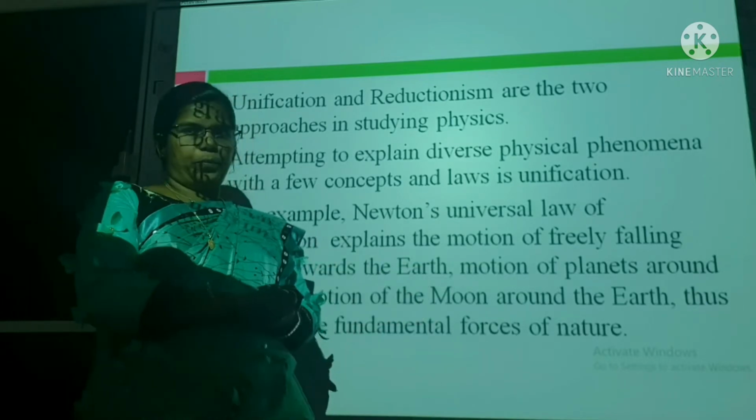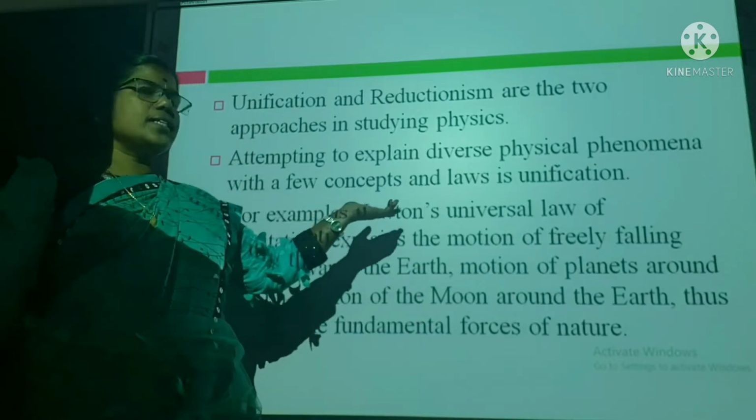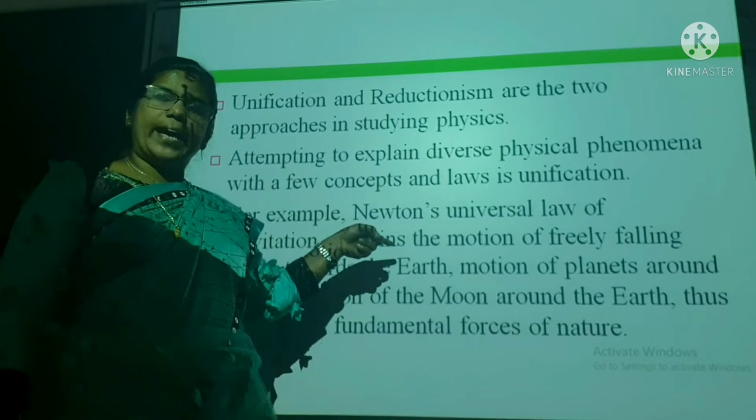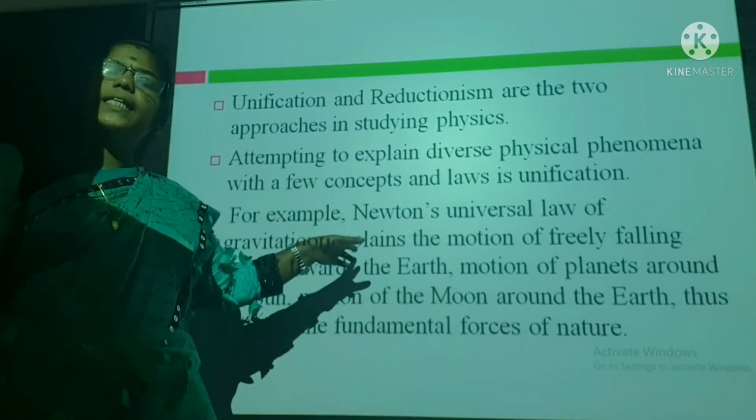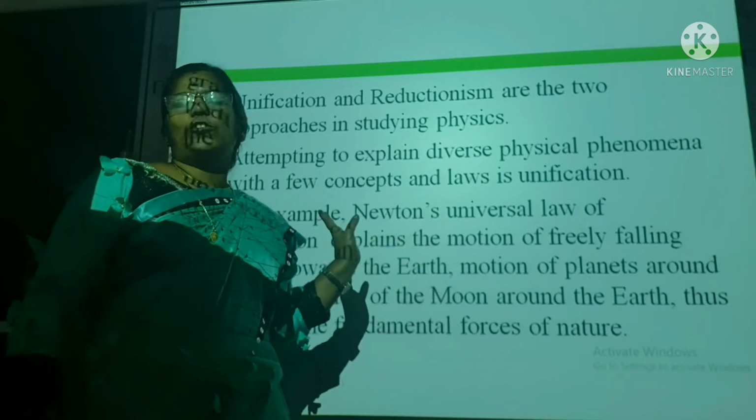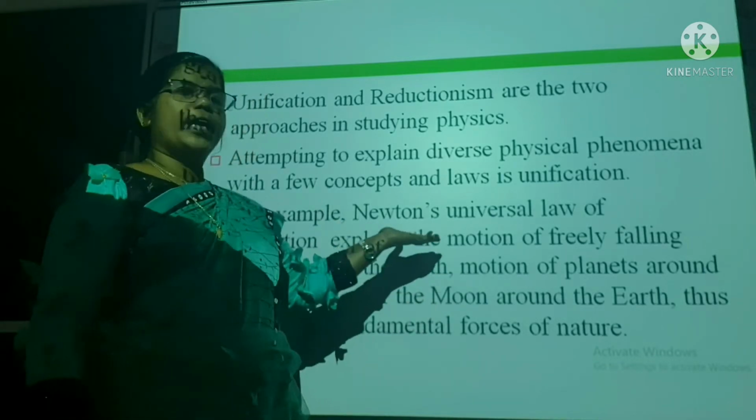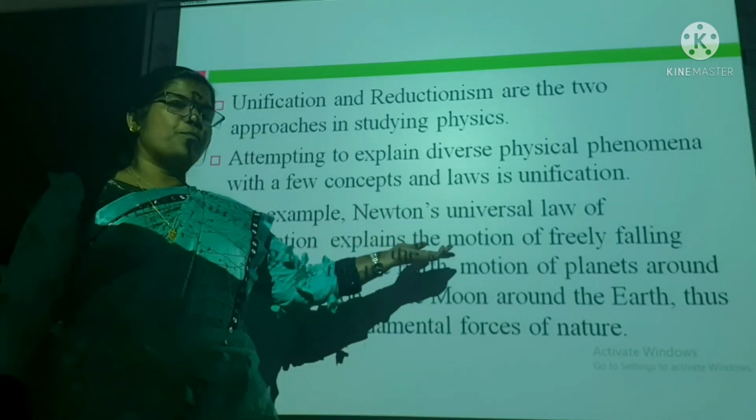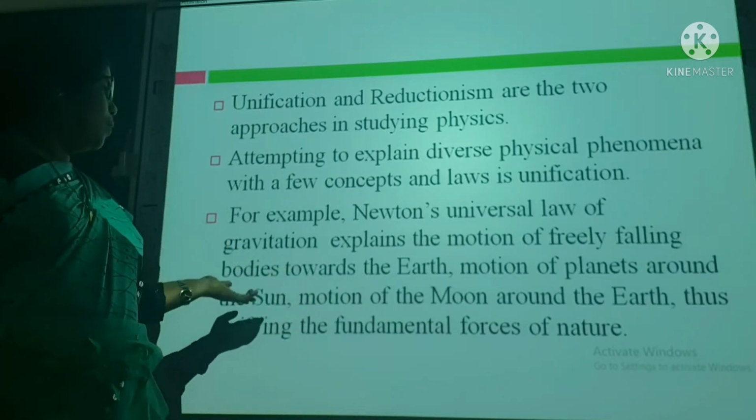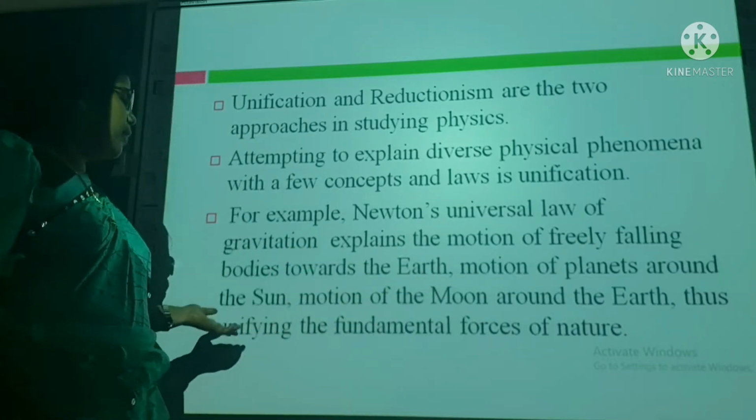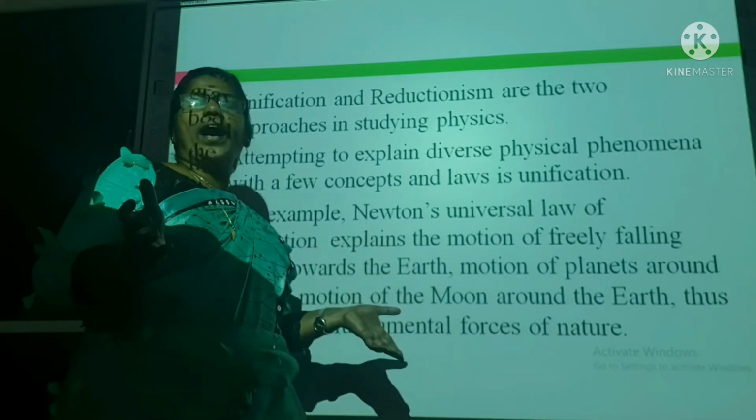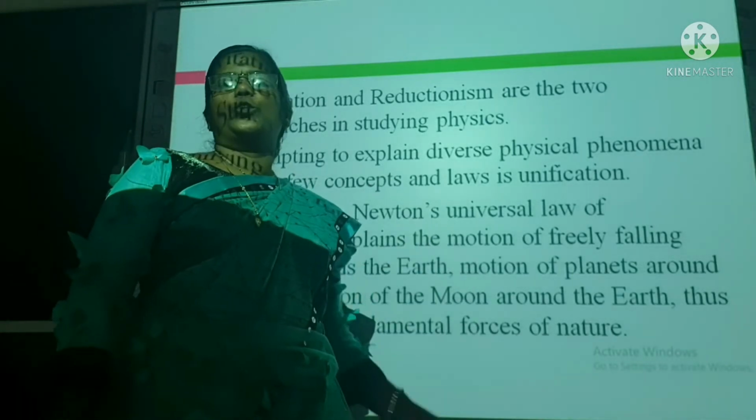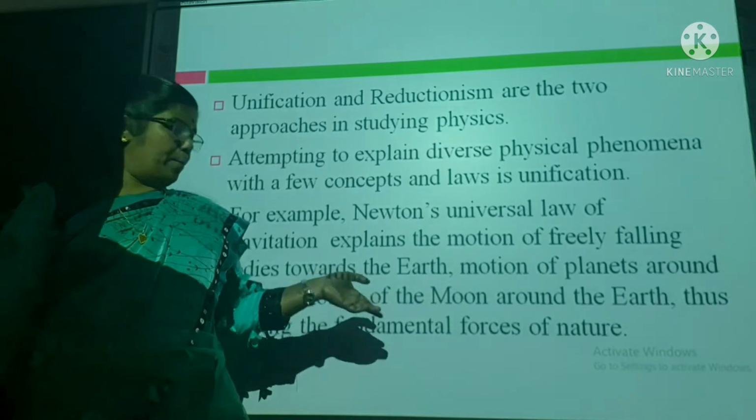This is called unification. For example, Newton's universal law of gravitation explains many things. So this simple law explains many things. What are the things explained by Newton's law? Motion of freely falling bodies towards the earth, motion of planets around the sun, motion of the moon around the earth, and so many things are unified into one thing. So this is the unification approach.